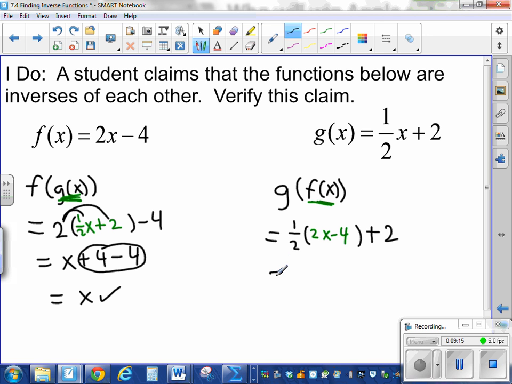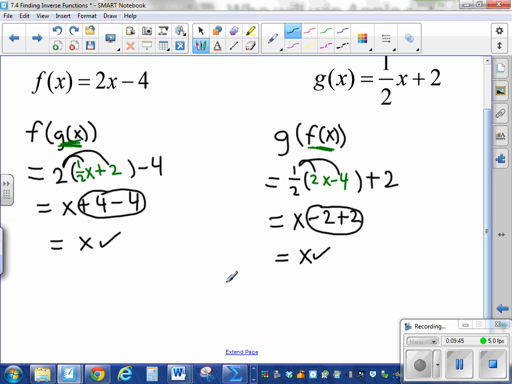So you're going to put the 2x minus the 4 inside of there. Now it's a matter of simplifying just like the other side. So half of 2 is a 1. That's just going to be a 1x, which is just an x. Half of negative 4 is a negative 2. Since you distributed, the parentheses do drop off. Now you just got a plus 2. And just like the other one, a negative 2 plus 2 is a 0, and that will just end up being an x. So there you go. Verify this claim. It is now verified.